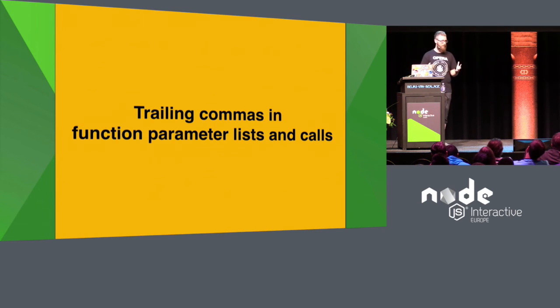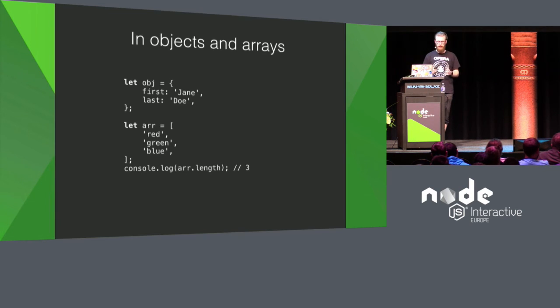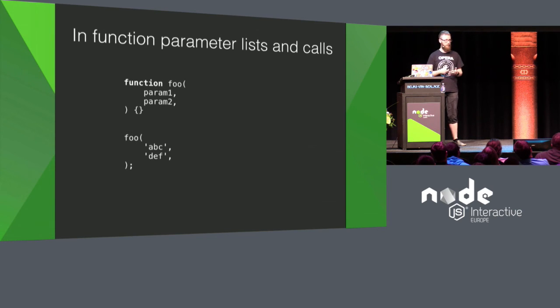And lastly, there are trailing commas in function parameter lists and calls. You can already add a trailing comma in objects and arrays, but it wasn't possible to do it in functions, which is now possible.